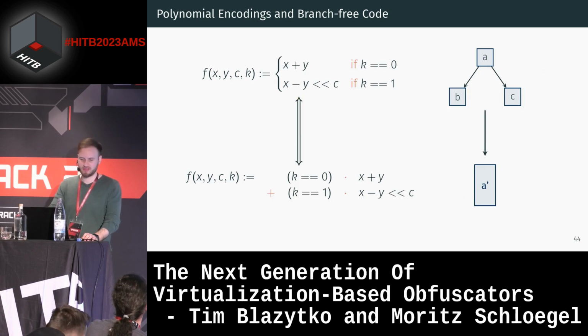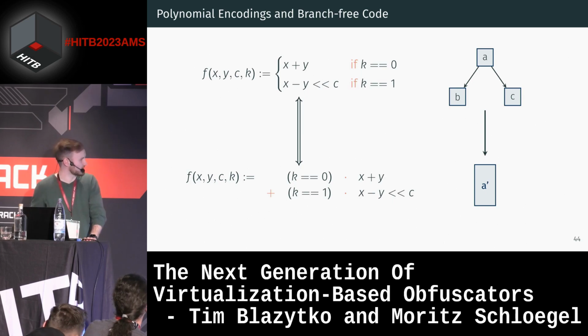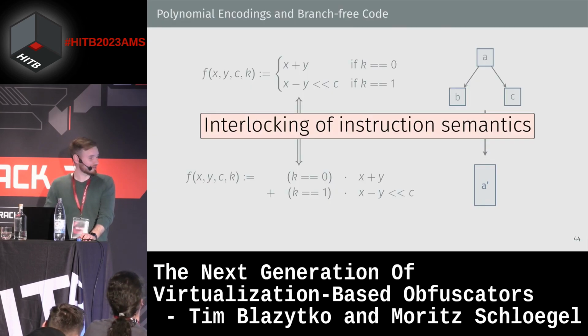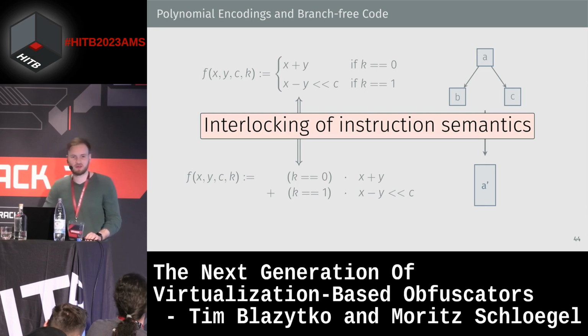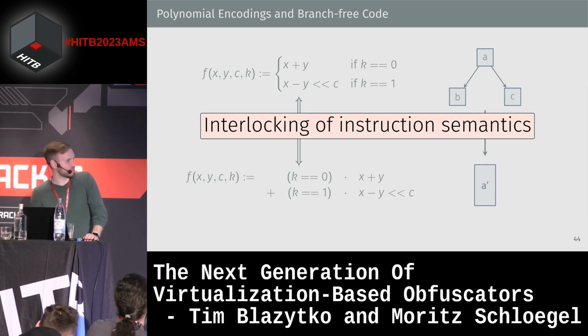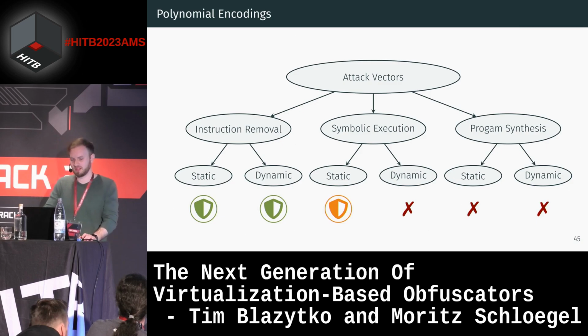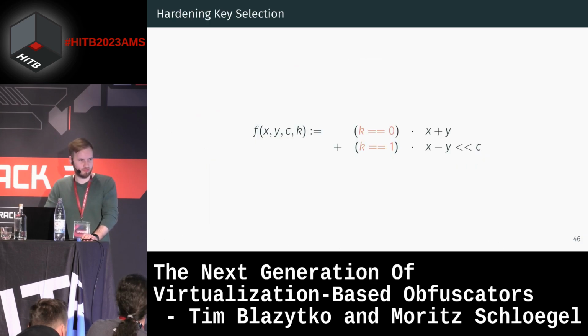The one is using the if, and the other is using a clever combination of addition and multiplication to do the same, but be in a gigantic basic block instead of having these branches. The neat thing here is that this causes a tight interlocking of instruction semantics, which is not that easy to attack. And even with something simple like a polynomial encoding, we can already prevent instructions from being removed trivially. So the complexity helps a little bit with symbolic execution, but there's a couple of aspects we can improve upon.